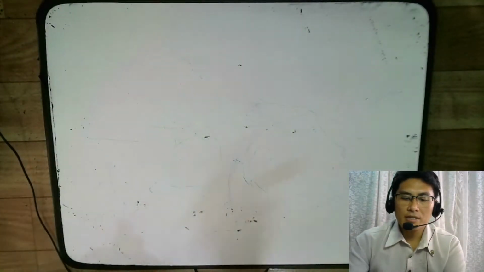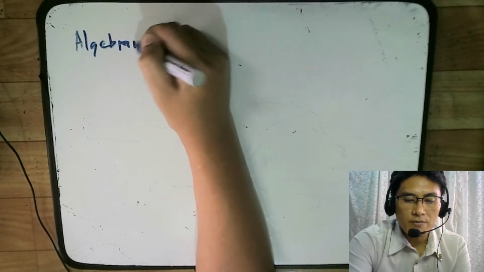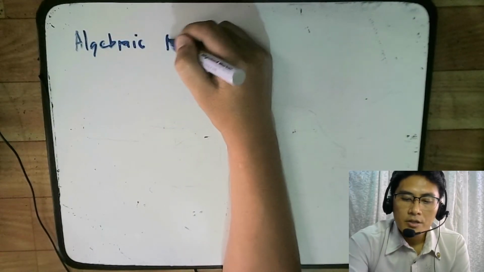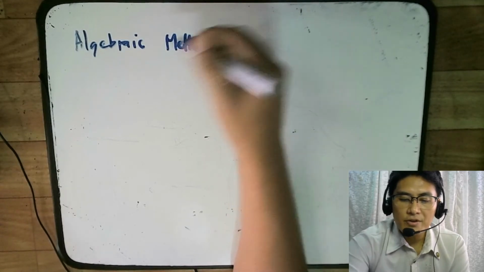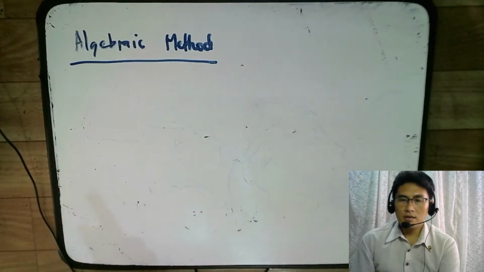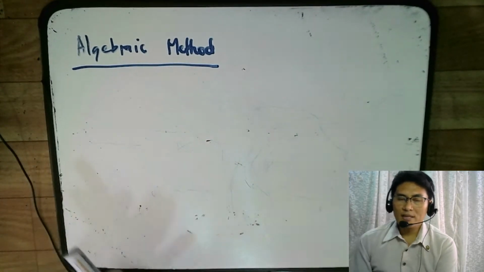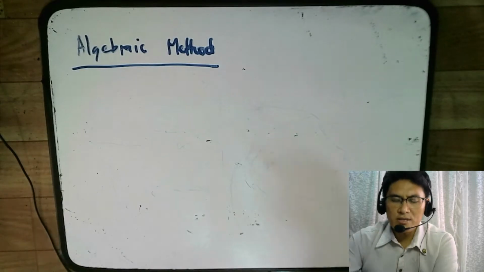Hello, in this video we will be explaining the algebraic method of balancing chemical equations. When you say algebraic, it means from the word algebra. So this method is more mathematical than the inspection method, but we will explain what this means. Say, for example, you have an equation.